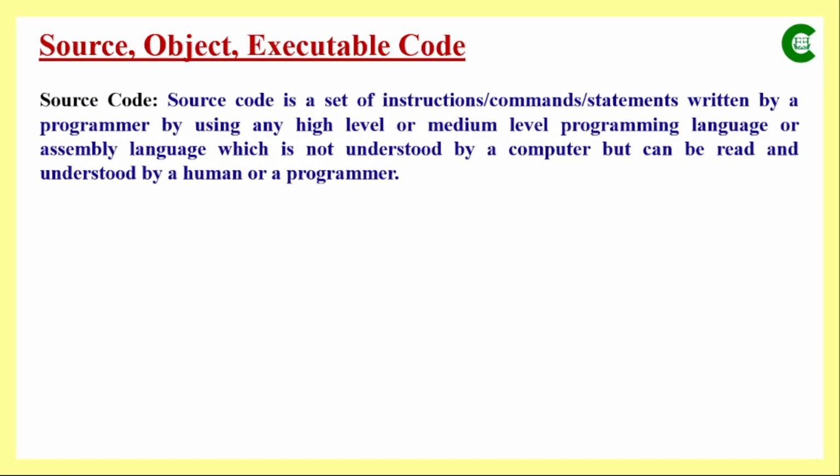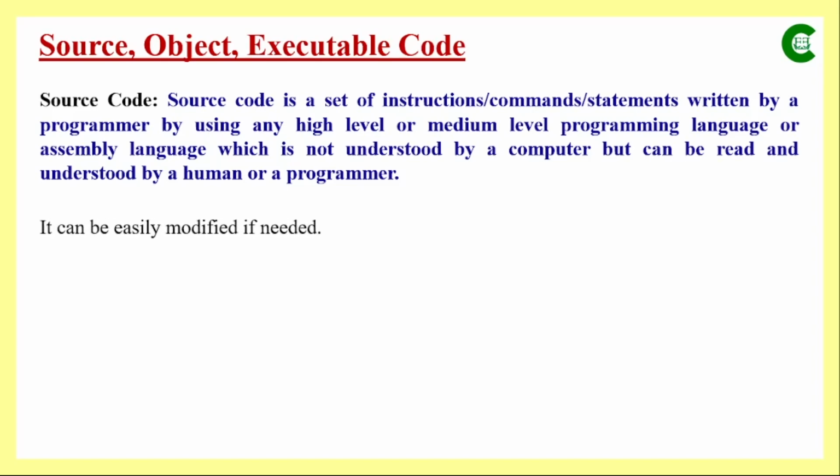Now source code is a set of instructions or commands or statements written by a programmer, by using any high level or medium level programming language or assembly language, which is not understood by a computer but can be read and understood by a human or a programmer. So basically source code is that program that we write by maintaining all the rules and regulations of a programming language. In our case it is C, and whatever we write we understand what we have written, all the statements and all.